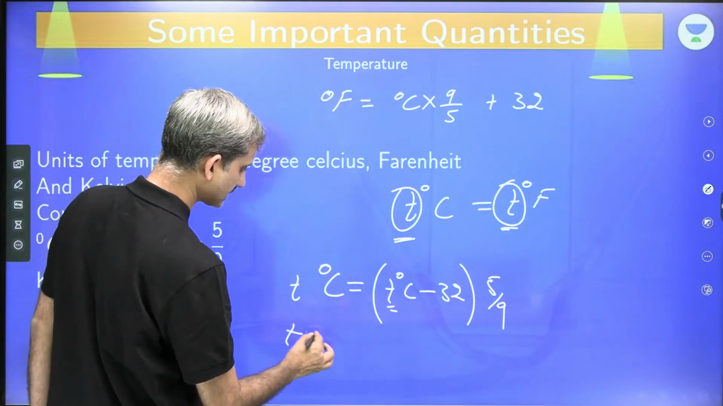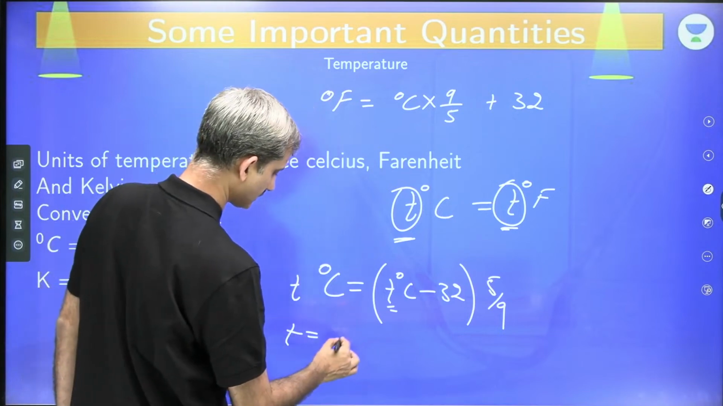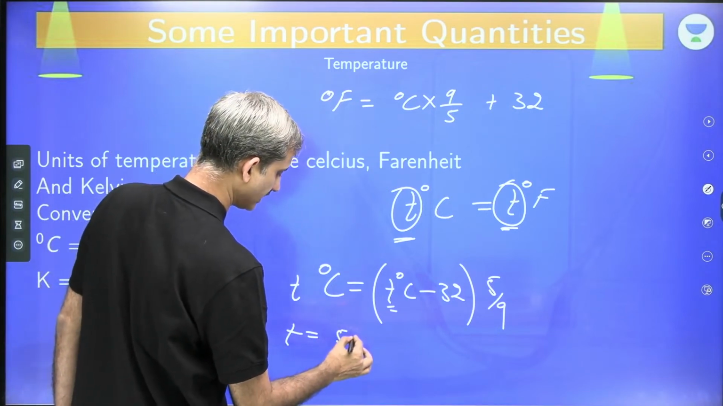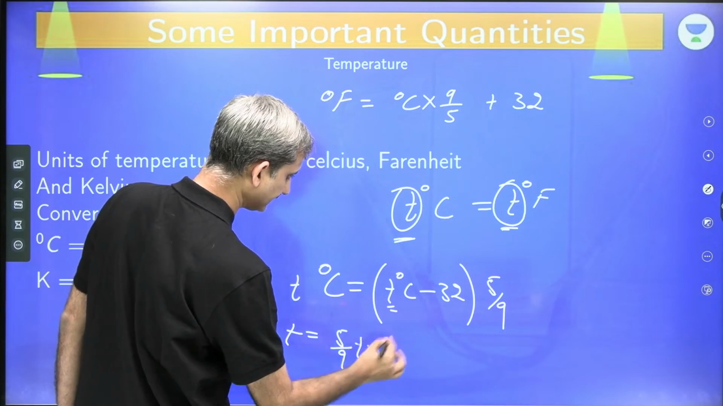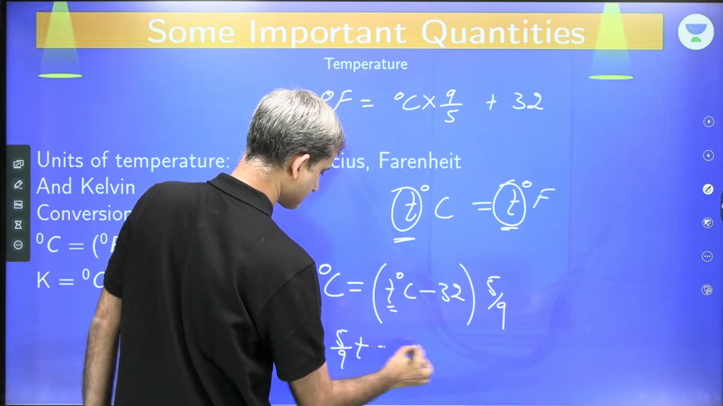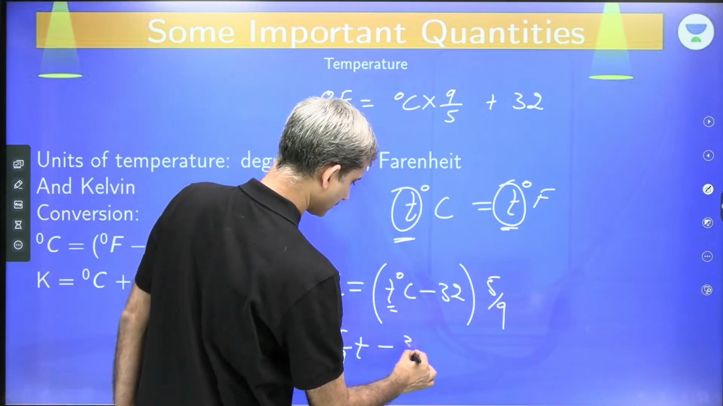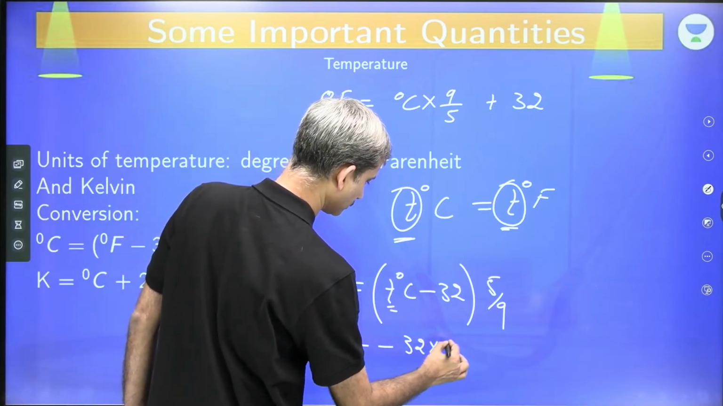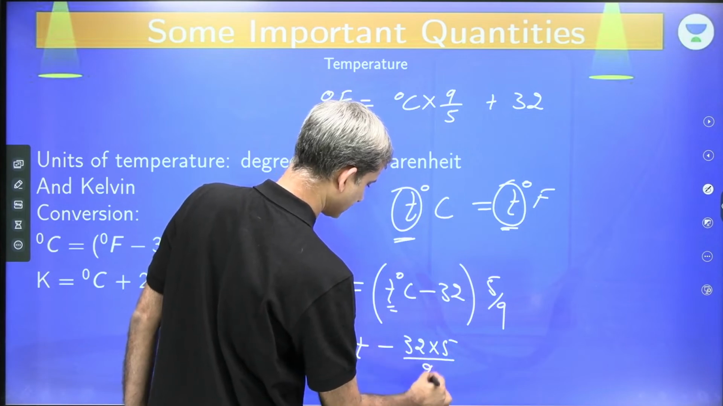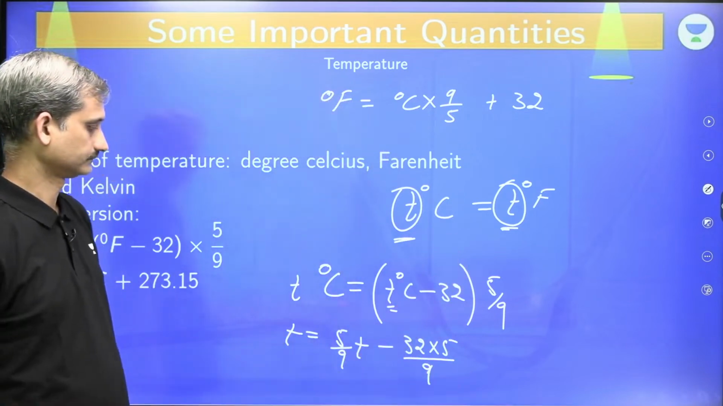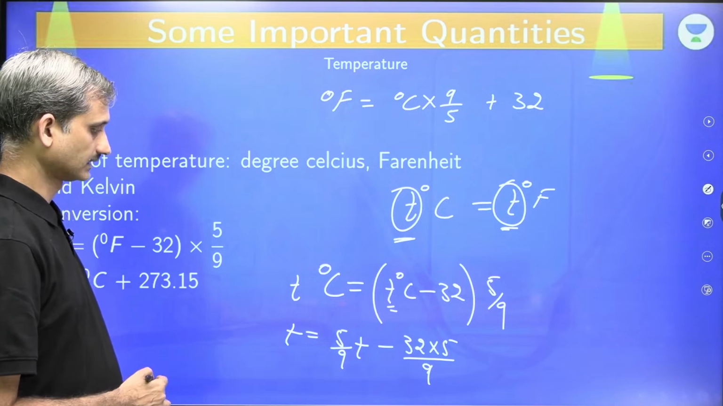So T is equal to 5/9 T minus 32 into 5/9. Clear?